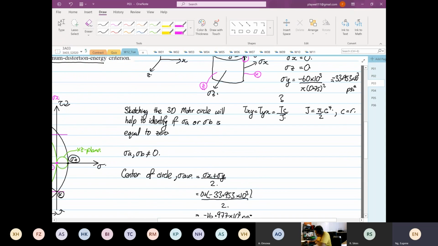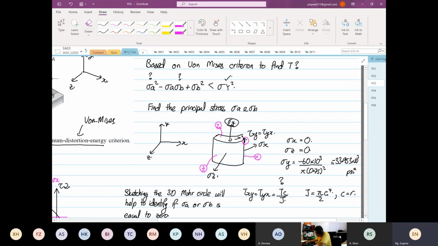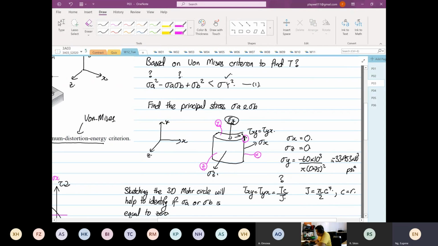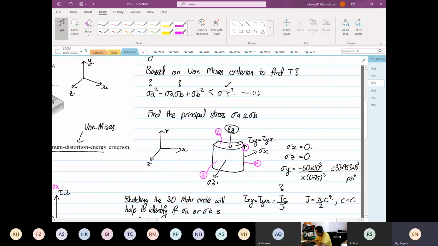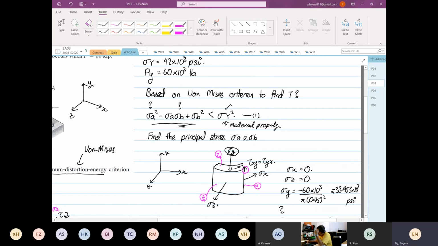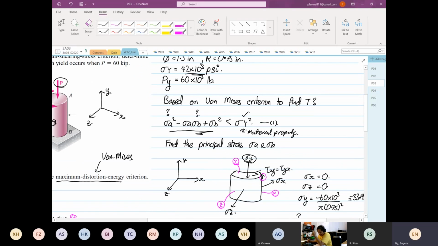I'm going to call this our equation number 1. So we're going to substitute. Equation number 1 is basically the criteria comparing the yield strength with our stress state. So these are all our stress state. Stress A and stress B are principal stress state. This is our material property. That is given. We are given our material property to be equal to 42 times 10 to the power 3.